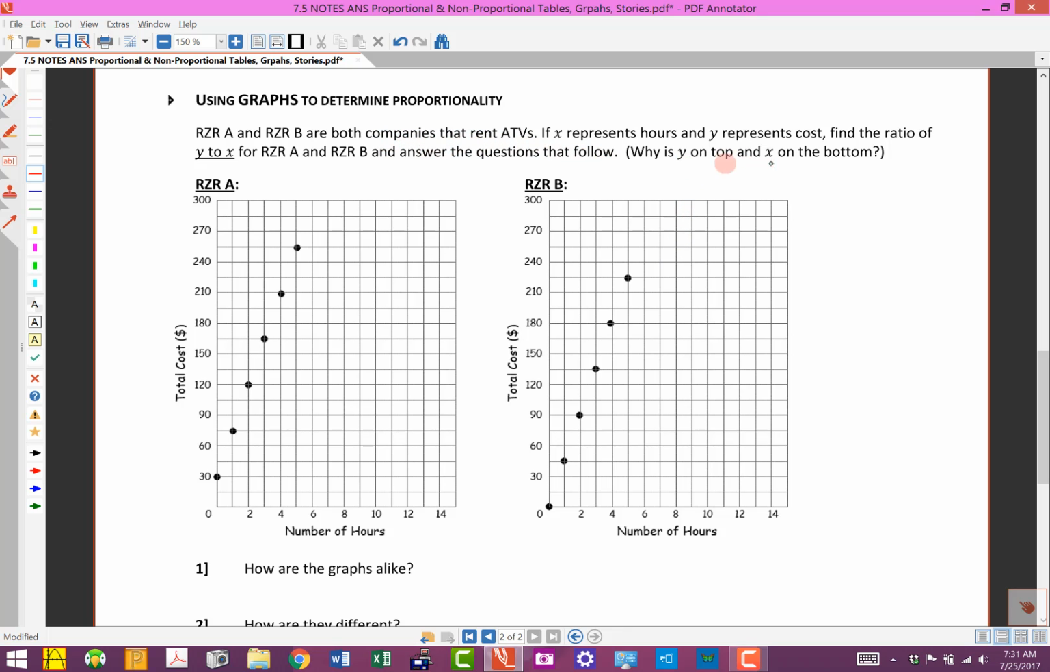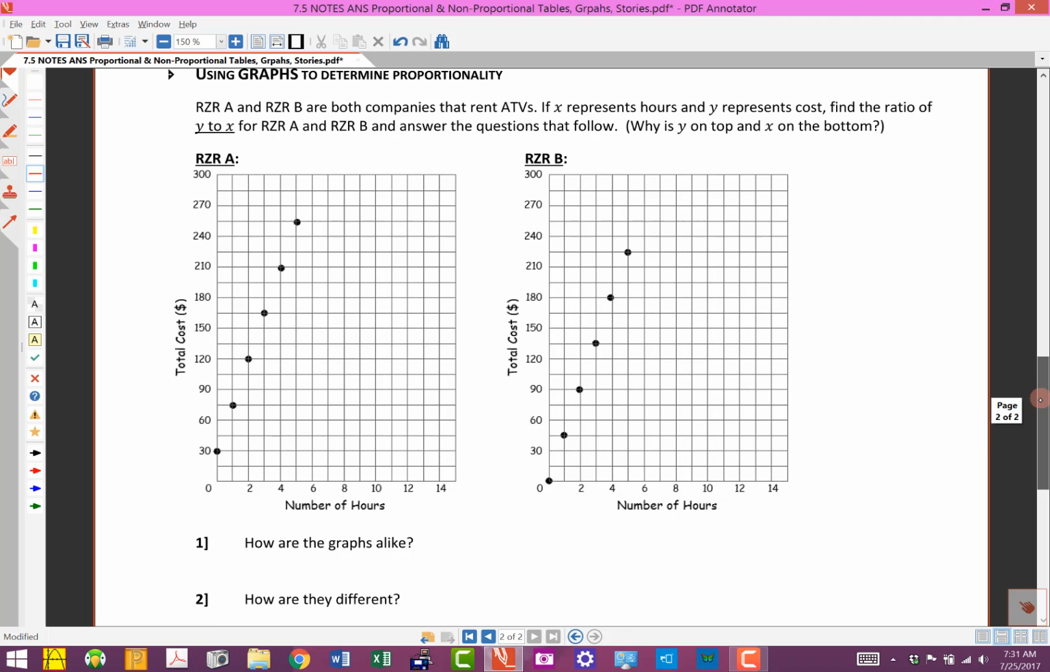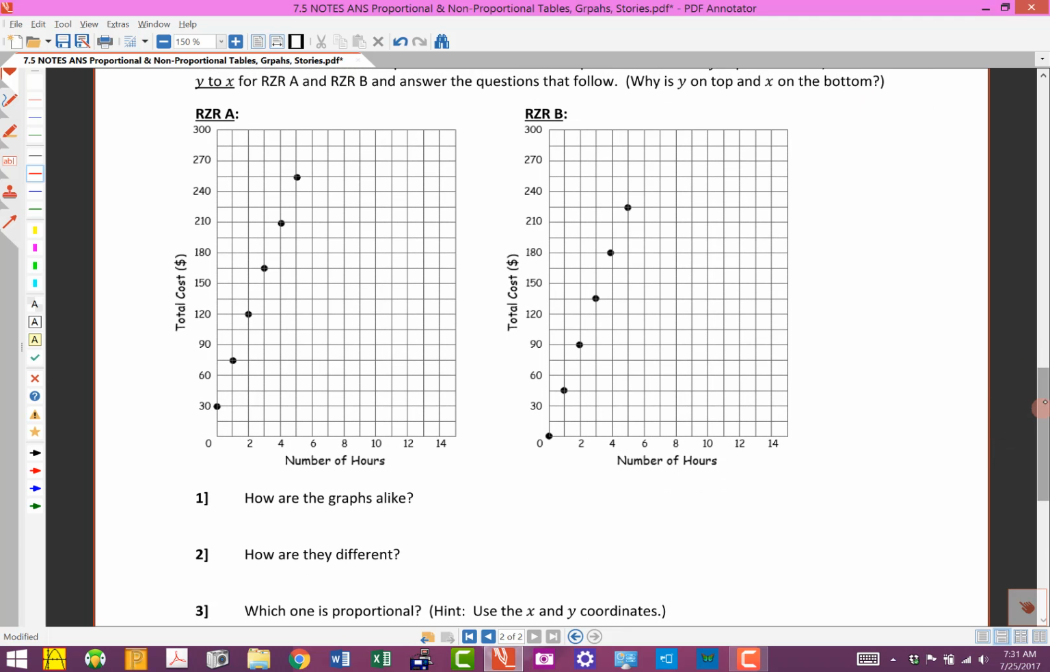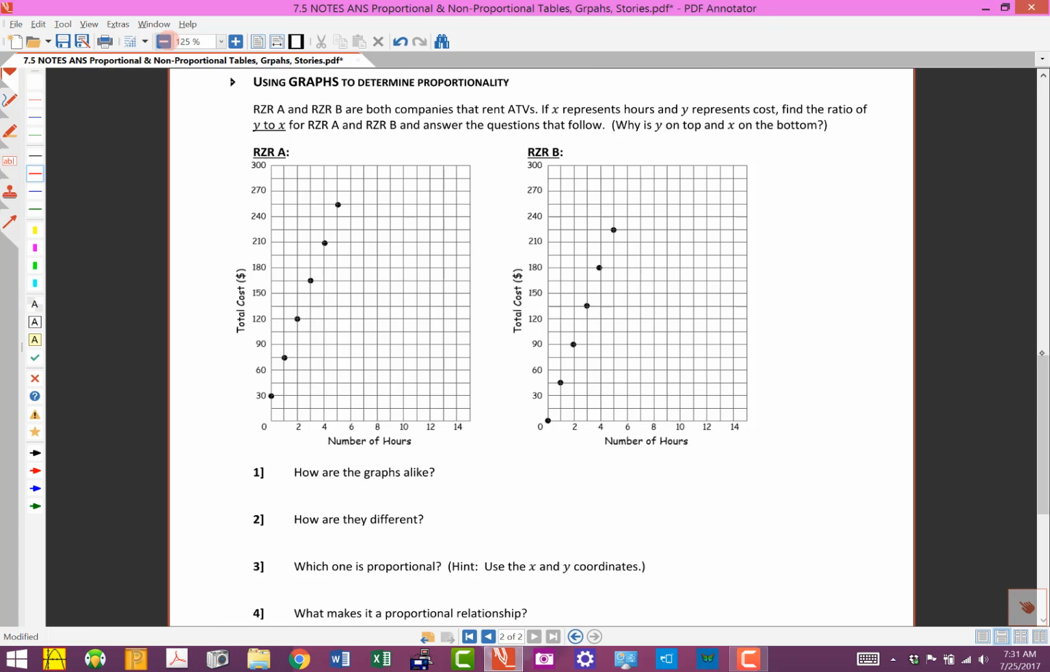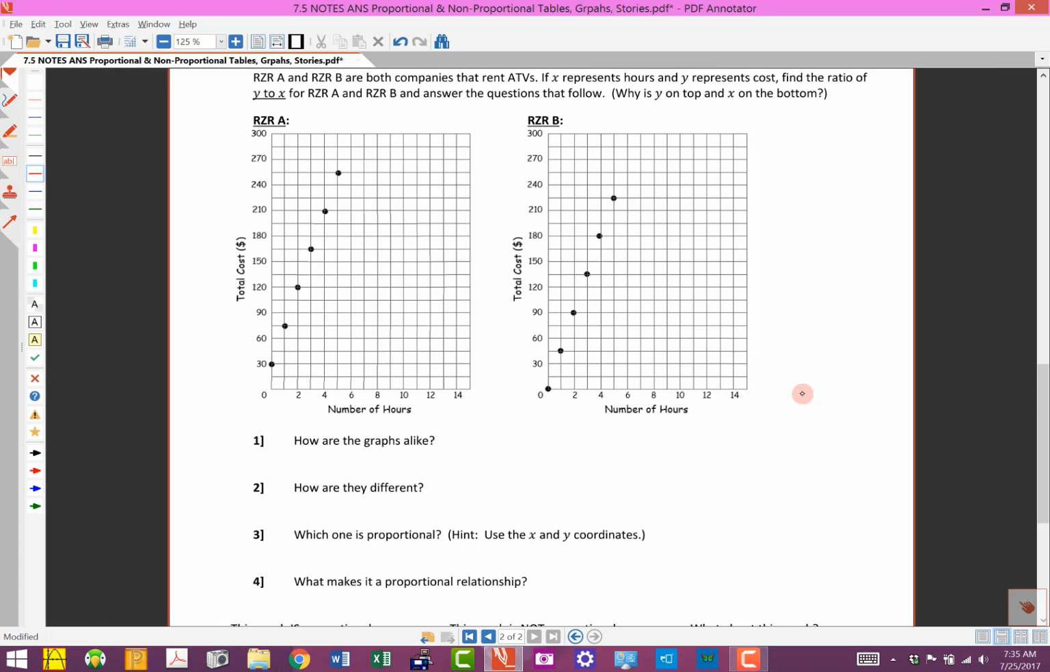And again, we raise that question: why is y on the top and x on the bottom? Again, we're comparing the vertical movement with the horizontal movement. And we always do that when we're figuring out unit rates and looking at graphs like this. So I'm going to make this one a little bit smaller so things fit here. I'm going to do something that we've done before. I'm going to go ahead and connect these points, draw that line, kind of straighten that out. Do the same thing on this one.